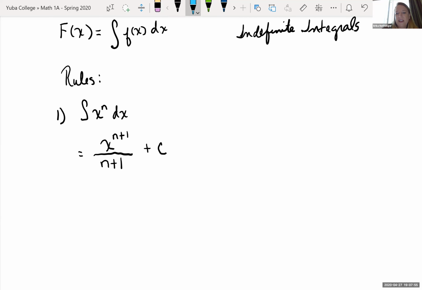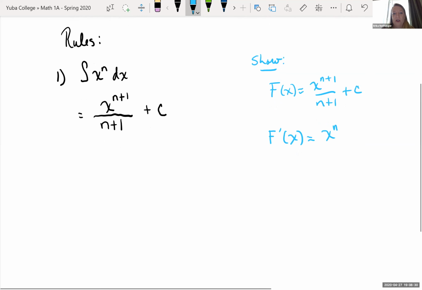So I'm just going to show you real quick, and this is what we kind of talked about last week. My antiderivative of x to the n was x to the n plus 1 over n plus 1 plus c. We want to show that f prime of x, the derivative of the antiderivative, is equal to x to the n. If we can show that, then we've found that the antiderivative is true.